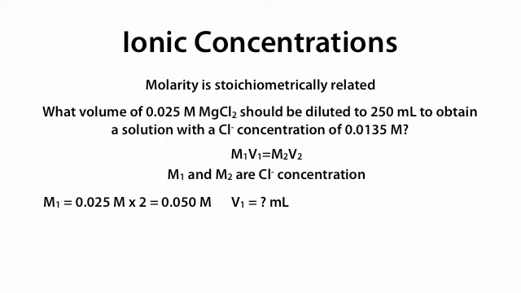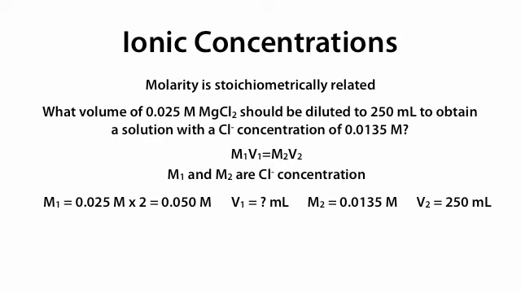V1 is unknown. Since we're asked for what volume of the original 0.025 molar MgCl2 solution, we don't know it, so we're going to solve for that. M2 is 0.0135 molar. We don't need to do anything to that because it already states that that number is a concentration of Cl- in the new solution. So simply M2 is the given 0.0135 molar.